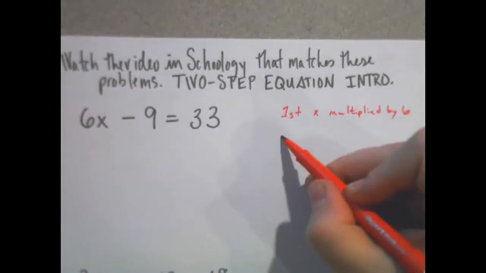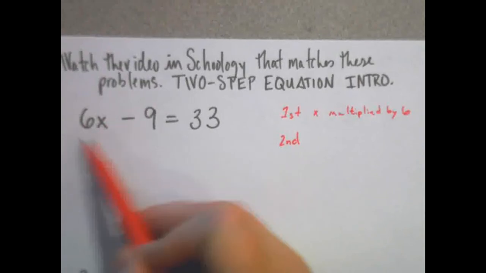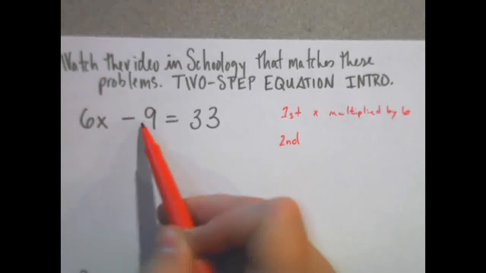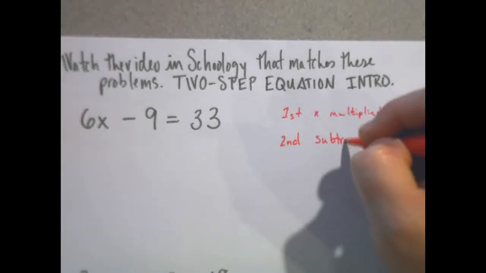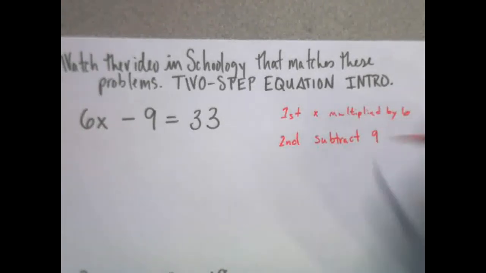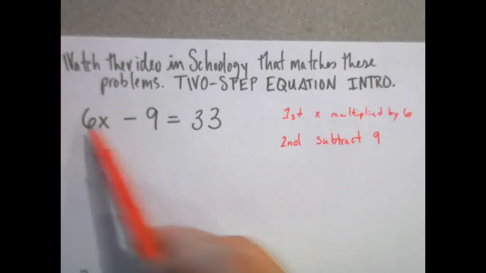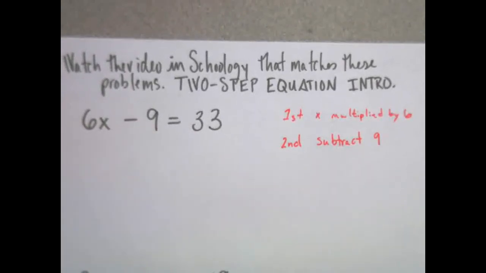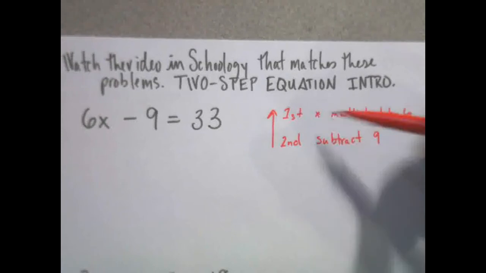The second thing happening to now it's 6x to this x. First I multiply, then I'm subtracting 9, and that will give me 33. So x is multiplied by 6 and then subtract 9. I need to undo these things, and I'm going to work my way up. I'm going to backtrack back to x.